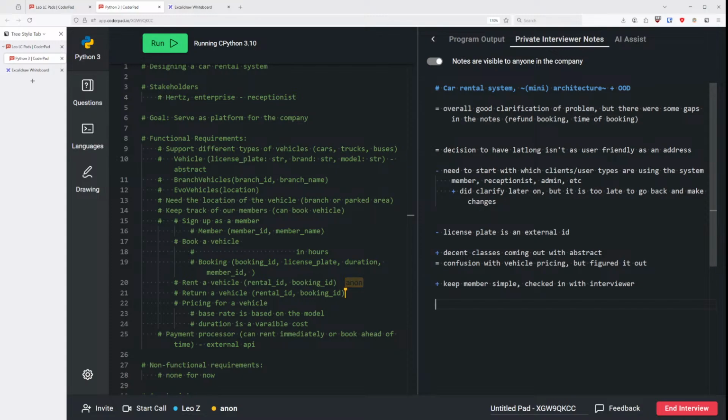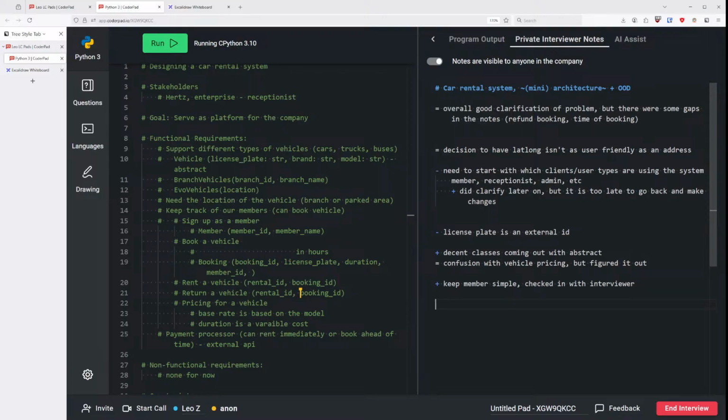Sorry, could you just explain again what the difference between the two is? Yeah, like why I decided to add a rental ID? Yeah. Is it a difference in functionality, or is it a convenience thing?